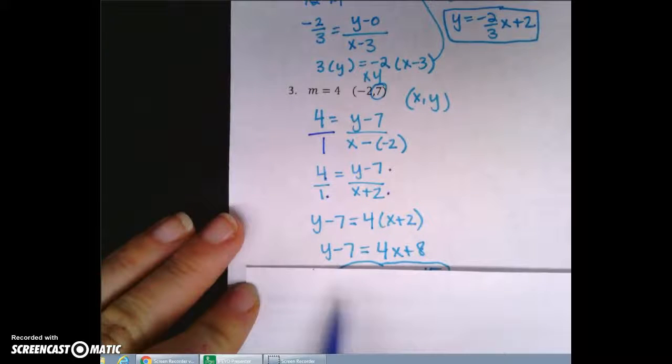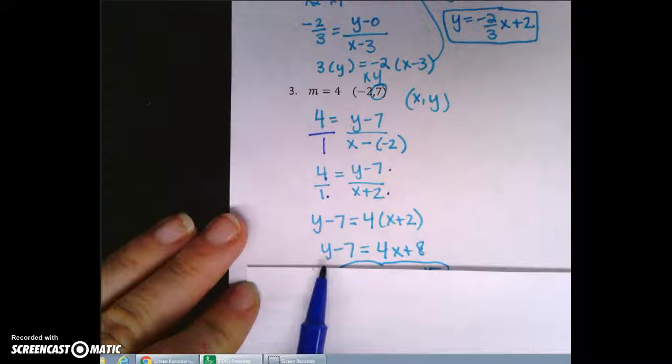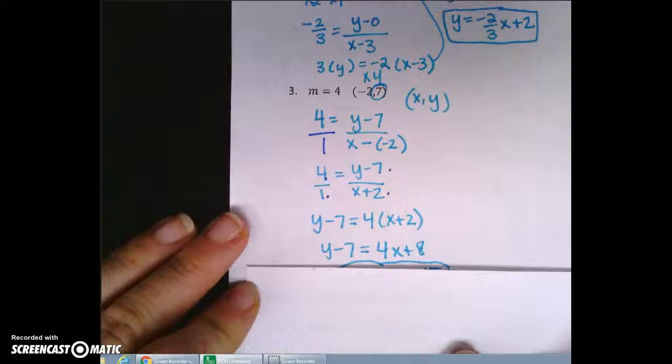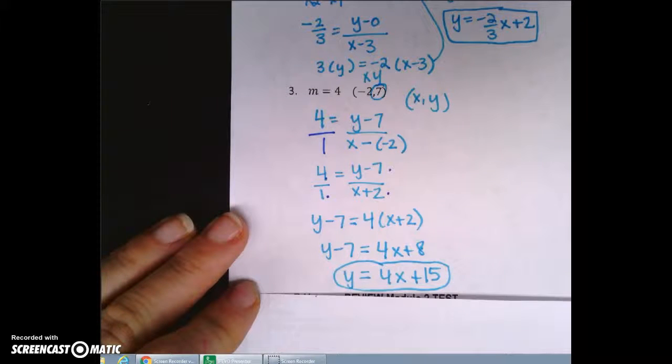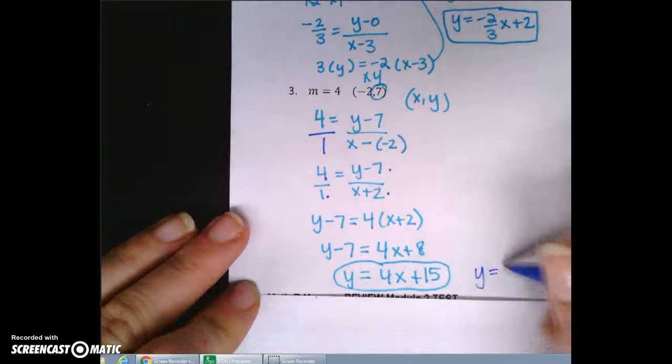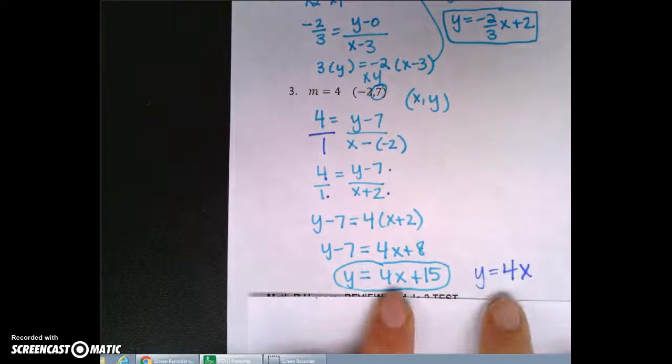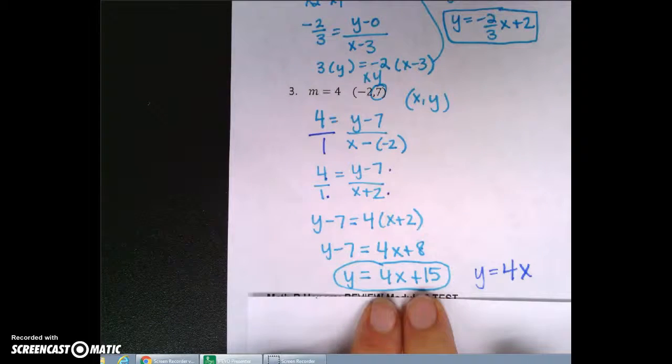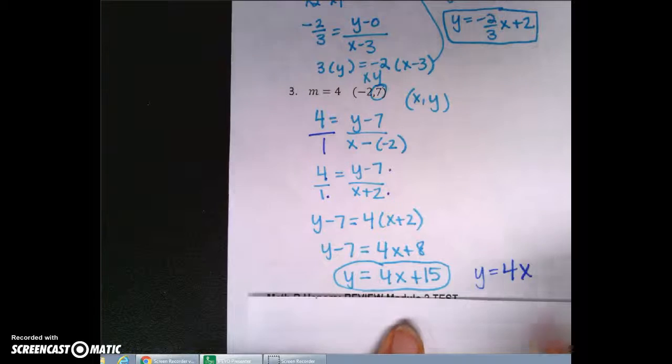Now I have to distribute my 4 to the x plus 2. And finally I have to isolate y, get y by itself, solve for y. To get my final answer, add 7 to both sides. Y equals 4x plus 15. 4 is my slope, 15 is my y-intercept. Is this proportional? No, it's not. It would be proportional if it was y equals 4x. How are these two equations related? Well, my equation of the line I wrote is translated 15 units up from the proportional equation.